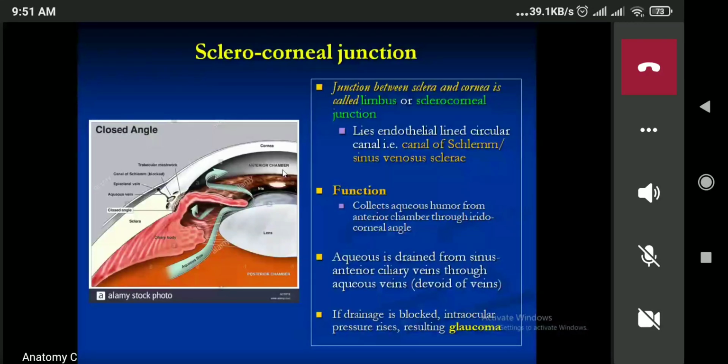Let me start the aqueous flow from the beginning. So from the anterior chamber we have the aqueous. This aqueous humor will drain from the anterior chamber to the canal of Schlemm through the iridocorneal junction. Now the fluid will enter into the canal of Schlemm. From the canal of Schlemm, the fluid will enter into the aqueous vein. Through the aqueous vein, it will enter into the anterior ciliary vein. So this is the drainage of aqueous humor. Anterior chamber, iridocorneal junction, canal of Schlemm, aqueous vein, then we have the anterior ciliary vein.